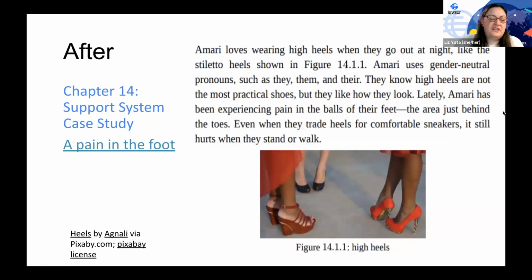And so they changed it up. They got a different picture with darker skinned people. They changed the name, and they changed the gender of the person. It's still the same case study. Next one.